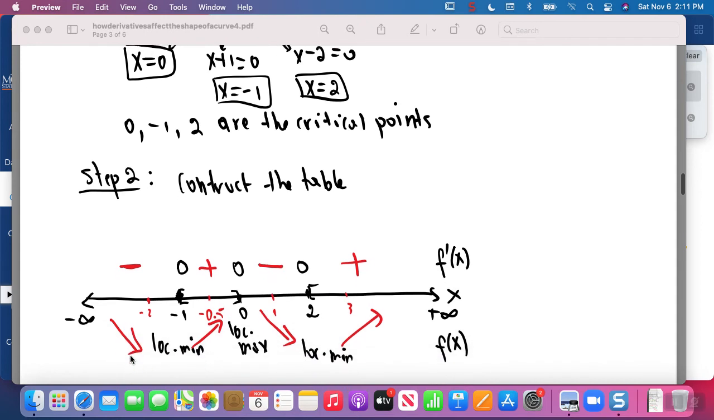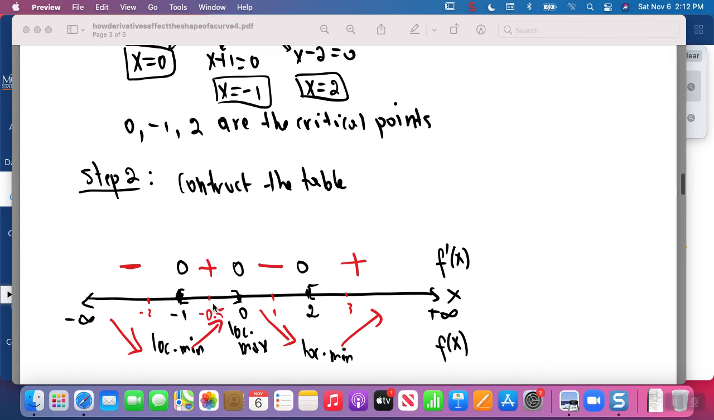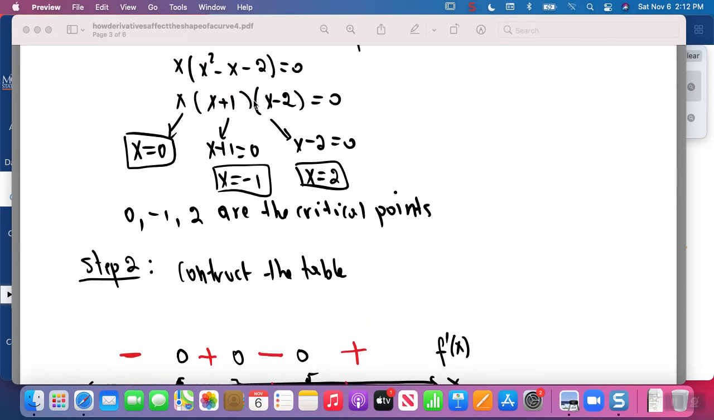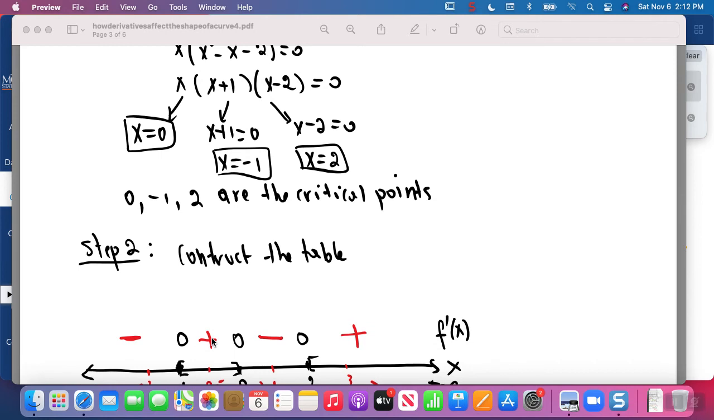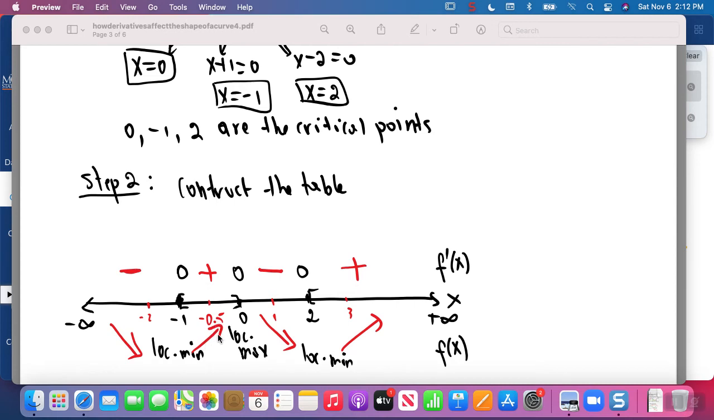What does it mean in terms of the function? By the increase-decrease test, when f prime is negative, it means the function is decreasing. So this arrow mark shows that the function is decreasing on the interval -infinity to -1. Now, if you pick another test point between -1 and 0, like -0.5, into the first derivative function, you're going to get a positive number. So that means that the function is increasing on the interval -1 to 0.